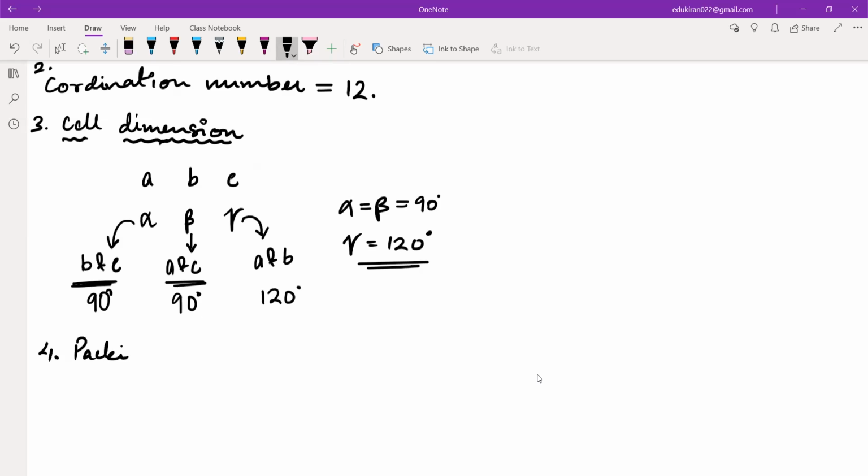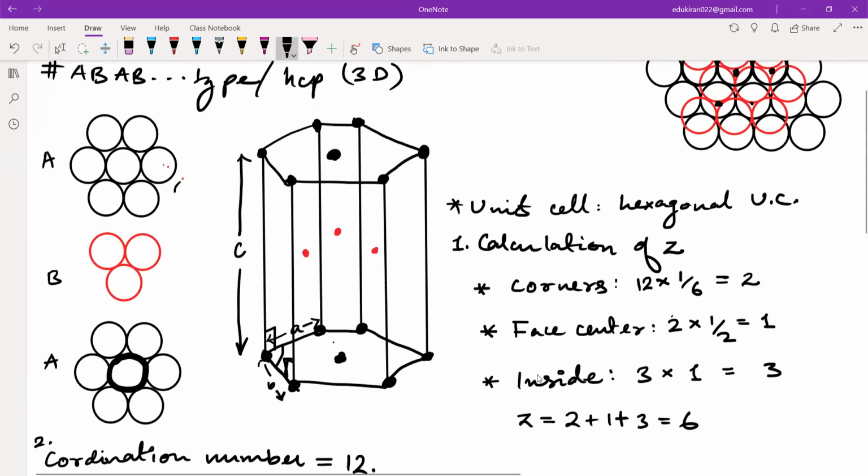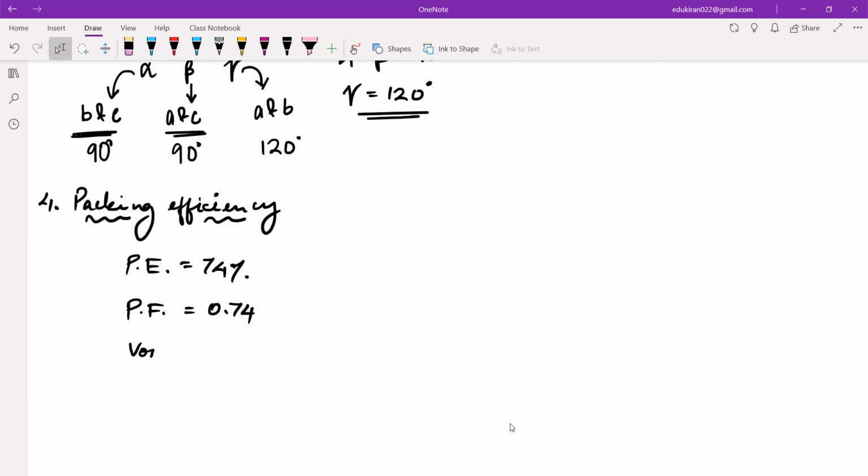Packing efficiency. We are not going to derive the packing efficiency because it is not in your syllabus and it is not required, because you would need the relationship between A and R, and also the relationship between C and R, to find out. So that is why we are not going to derive this. You can just write that the packing efficiency is the same as the previous one, 74%. The packing fraction is equal to 0.74. The void percentage is equal to 26%. So these are the three things that you need to write.